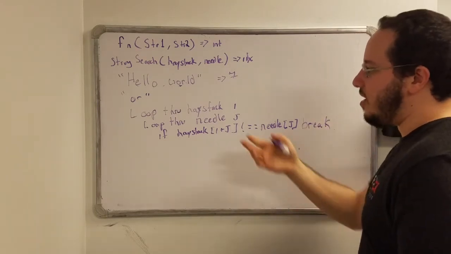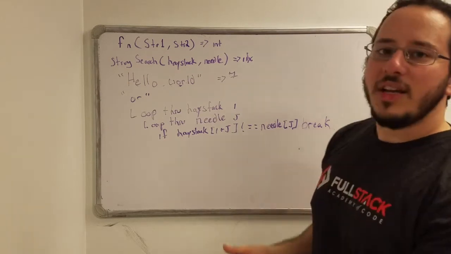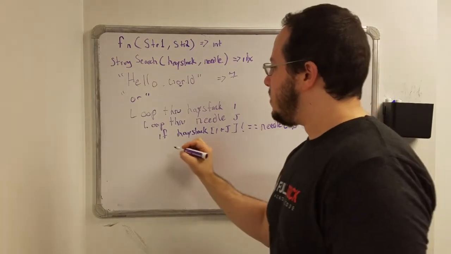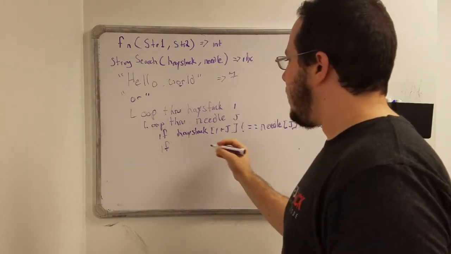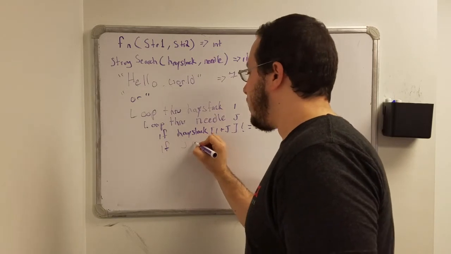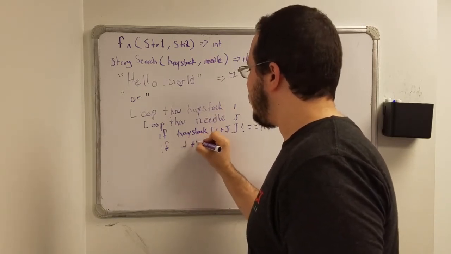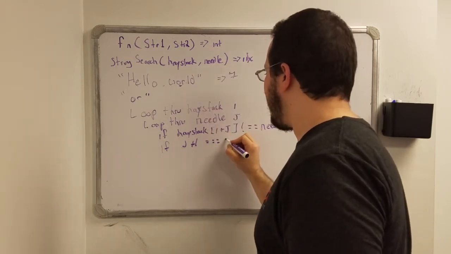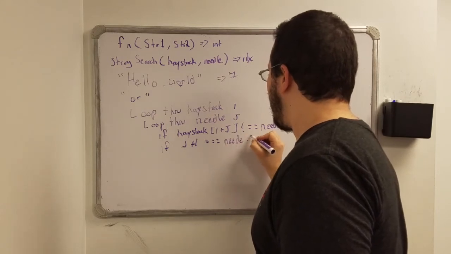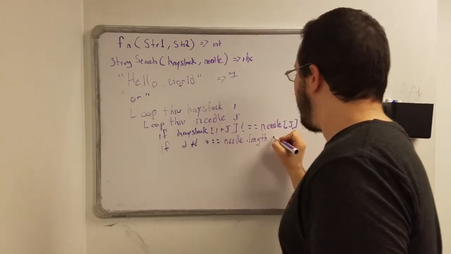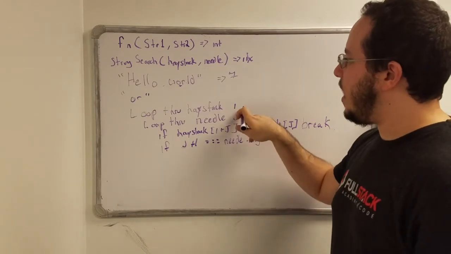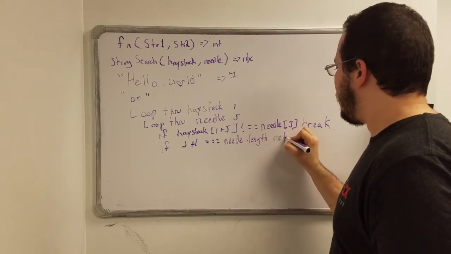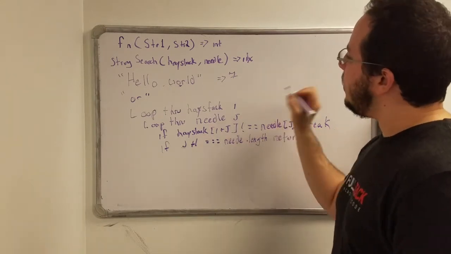Okay. Now, if they are the same, we would just keep going. But the other condition we need is if we've reached the length of our needle. So we can track that here, where if J plus 1 triple equals the needle's length, needle dot length, then we can just return our I index, the haystack's index. Here we would just return I.